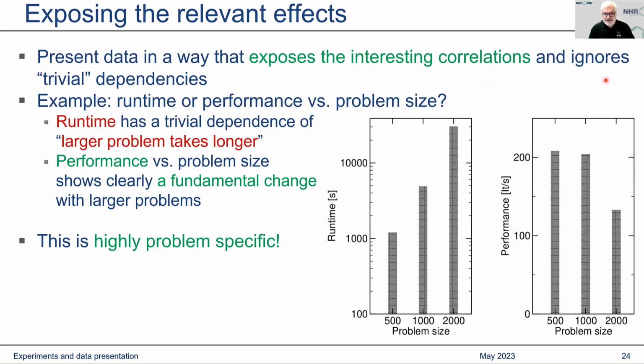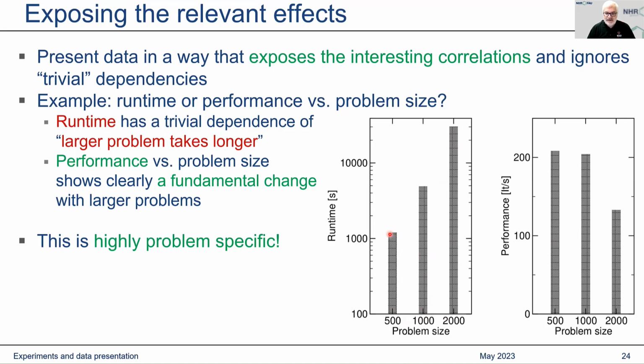Another aspect to consider when presenting data is to present it in a way that exposes the interesting correlations and ignores trivial dependencies. This is something that's often done wrong in data presentation. So in this example, we have 2 plots showing basically the same run of the same code. On the left, again, we see runtime. On the right, we see performance of the same code. So in the runtime graph, we run the code 3 times with problem sizes of 500, 1,000 and 2,000. Don't worry about the exact meaning.